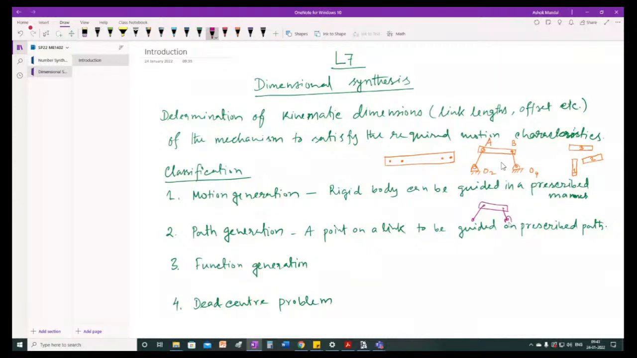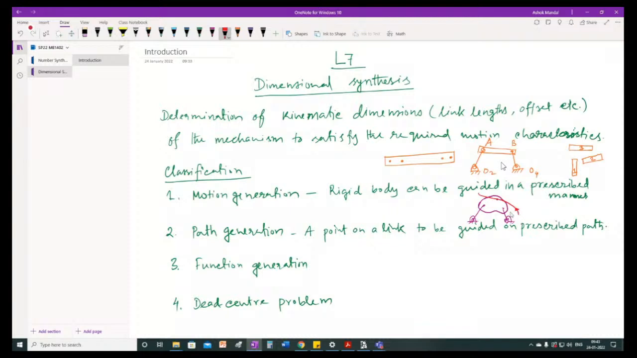Now, somebody has given you a requirement that a point on the coupler, suppose I take a point on the coupler like this point, okay? Also, you can have any shape of the coupler. Suppose the coupler is of this shape. On this coupler there is a point here, and that point has to move on a prescribed path. Suppose that prescribed path is this prescribed path.